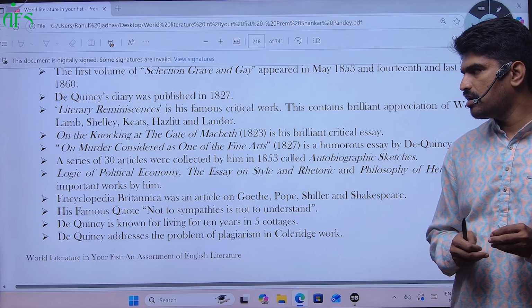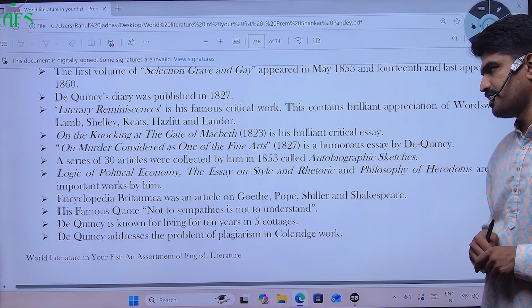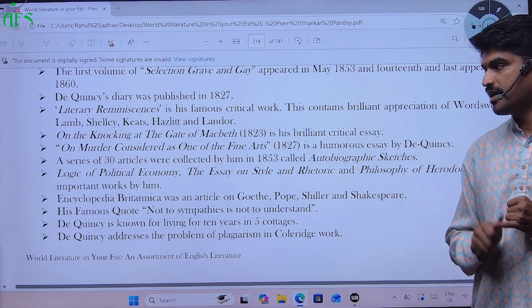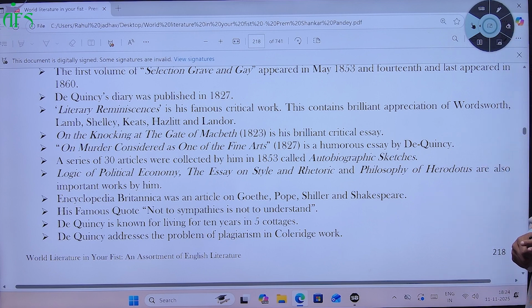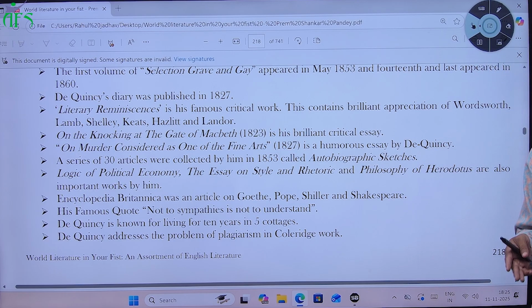On Murder Considered as One of the Fine Arts is a humorous essay. A series of 30 articles were collected by him in 1853 called Autobiographic Sketches. Logic of Political Economy, the essay on Style and Rhetoric, and Philosophy of Herodotus are also important works by him. So he was a critic, in a way, and a major contributor of the Romantic period. He also wrote articles for the Encyclopedia Britannica on Goethe, Pope, Schiller, and Shakespeare.